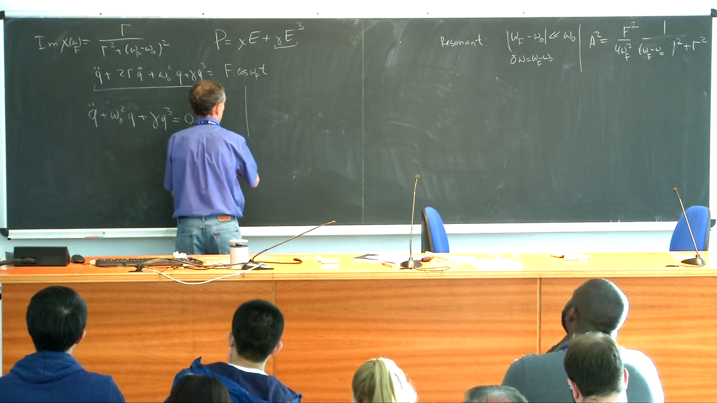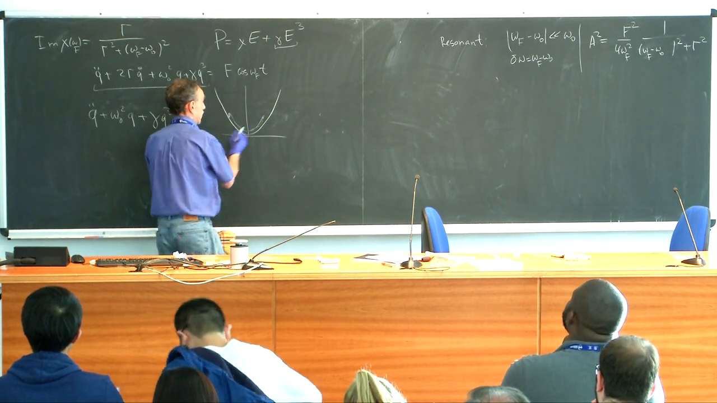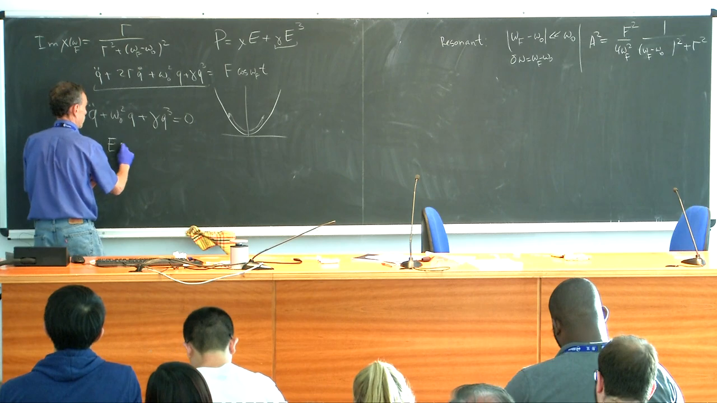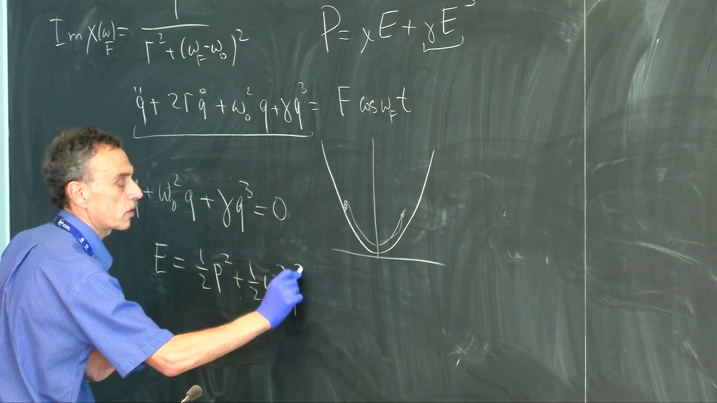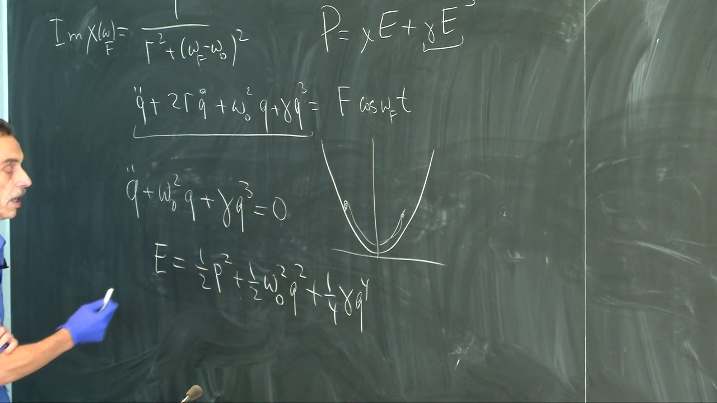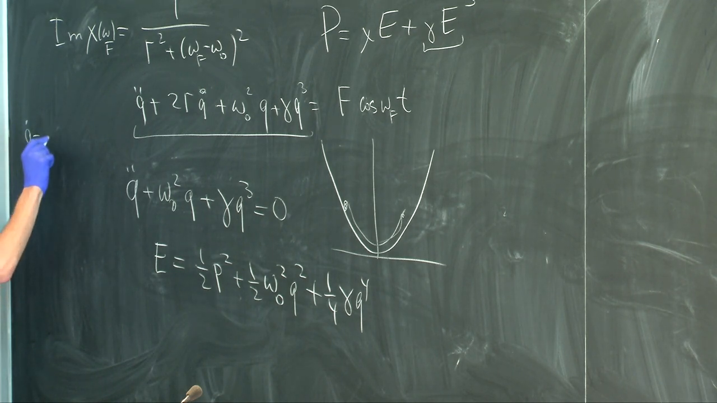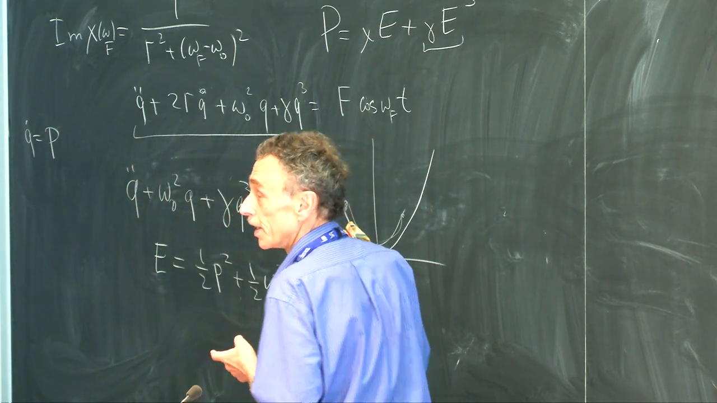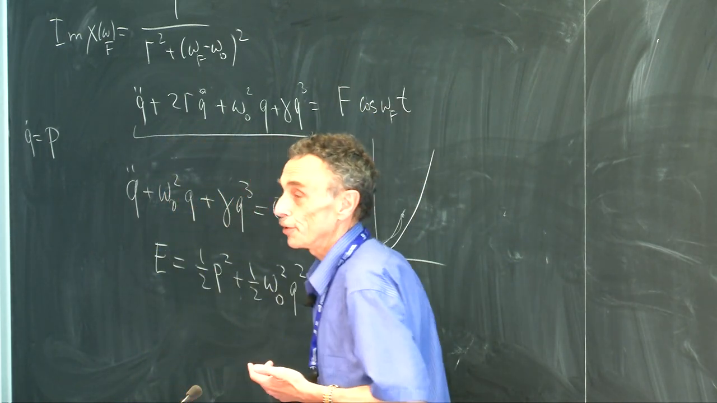And I can also think about this system as a particle oscillating in a potential well. But this potential is non-parabolic, so the energy of the system is conserved if there is no friction force, and it is 1/2 p squared plus 1/2 omega naught squared q squared plus 1/4 gamma q to the fourth. And the equations of motion are Hamiltonian equations, q dot is equal to p. Now this E and this E are from different alphabets. This is the electric field, this is energy. So let me remove one of the alphabets to avoid confusion.